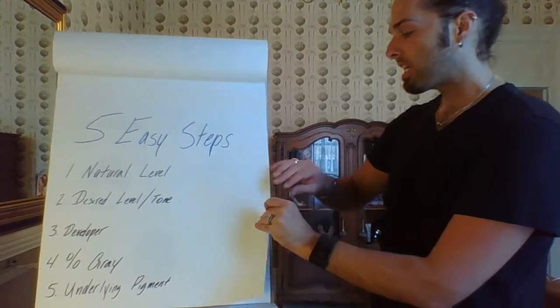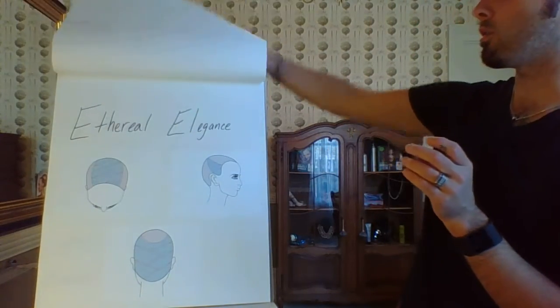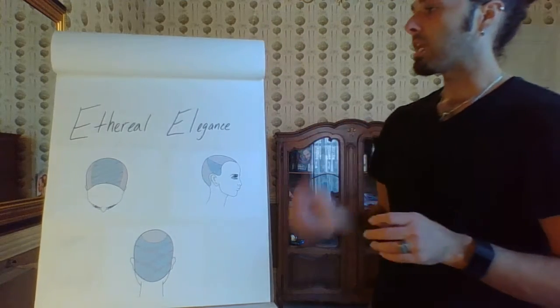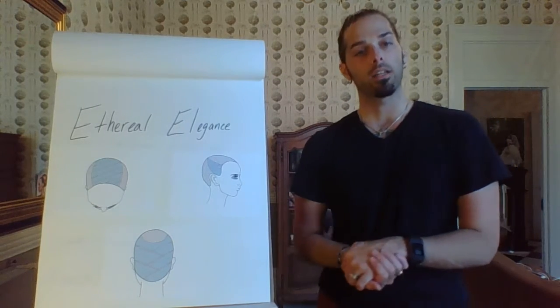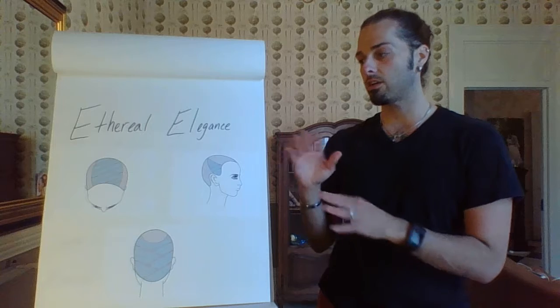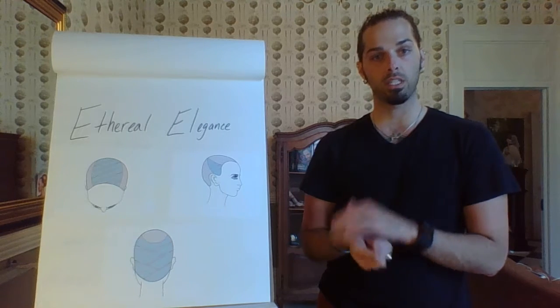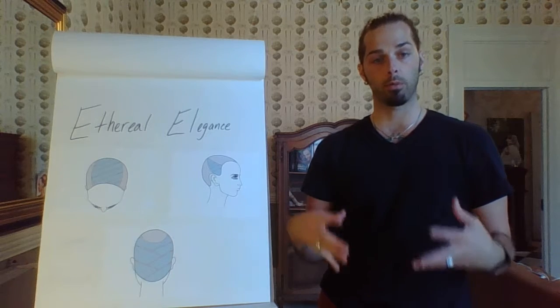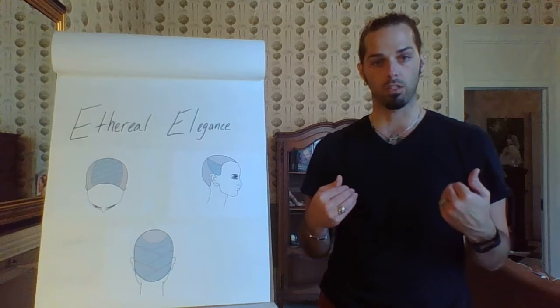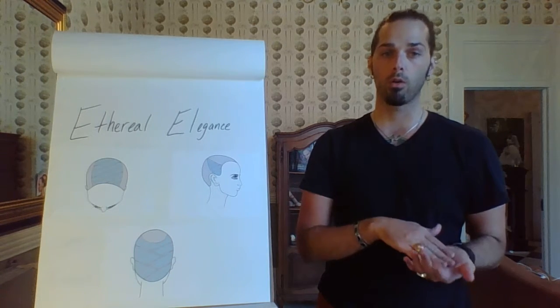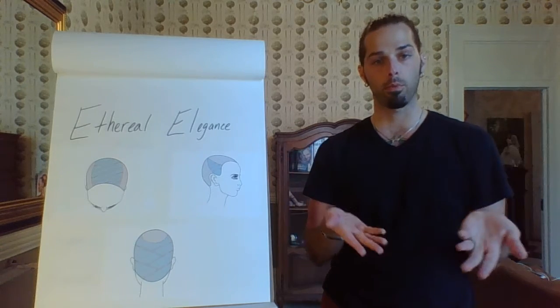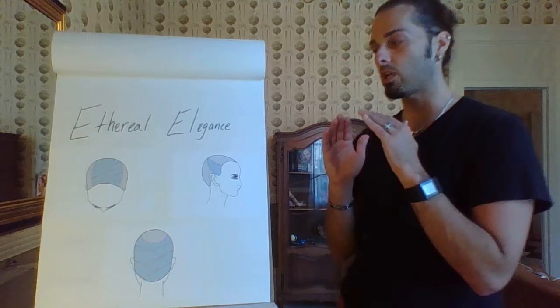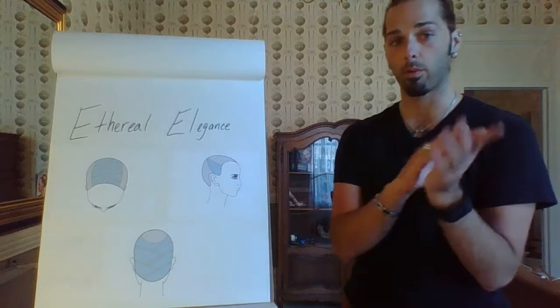So with that said, let's go ahead and go into our next color application, which is going to be Ethereal Elegance. So this sectioning is going to be a little bit different from our Boho Blonde. You notice that the back is going to be a little bit bolder, where the front's going to be a little bit softer, versus our Boho, which is going to be softer in the back and bolder in the front. So this one's going to be a little bit different from our previous one.